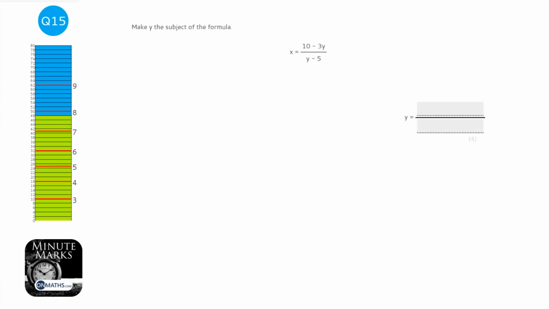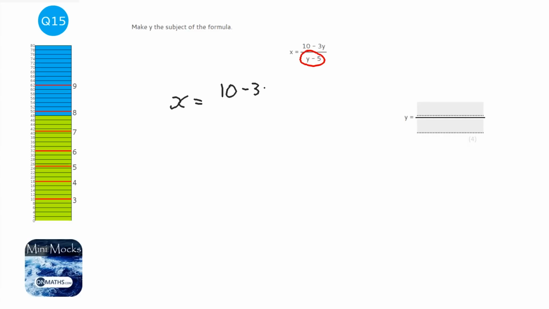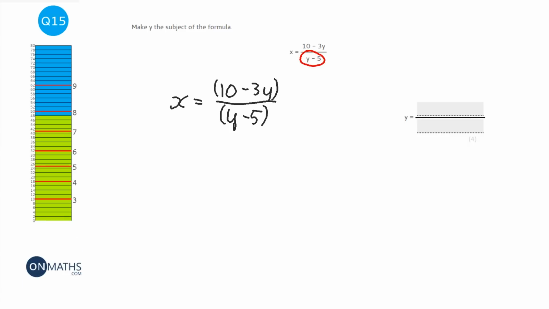Now there are 2 things you always want to try and get rid of when you're rearranging equations or formulas. The first thing is fractions. So this fraction here we want to get rid of, and we do that by timesing both sides by y minus 5. So I'm going to write out the equation again just to make it a bit bigger. And we can imagine that there's brackets around the top and bottom of this, and that sometimes helps us to answer the question. I'm going to put my lines down.